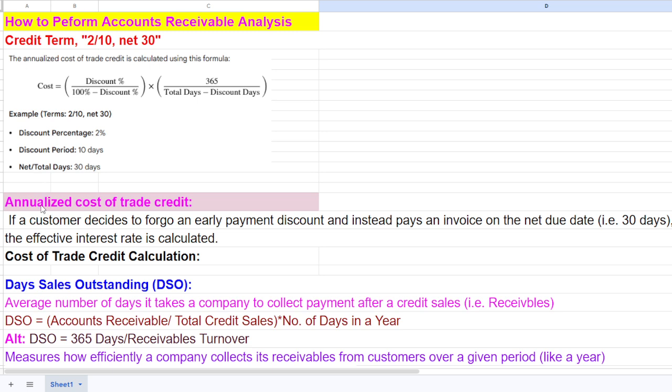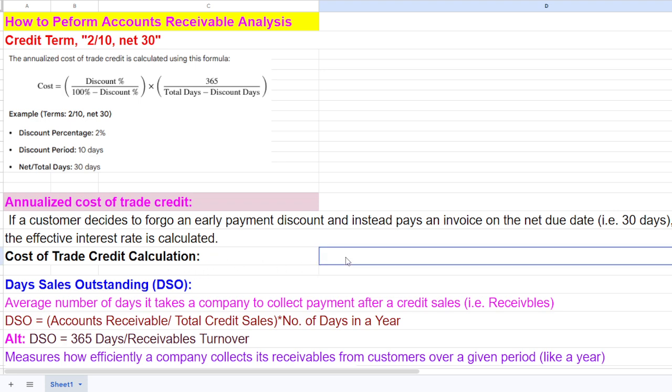Before that, let me clarify the cost of trade credit, which is also known as annualized cost of trade credit, or we can say the effective interest rate. That means if the customer decides to forego an early payment discount, that means if the customer is unable to pay within 10 days, then what could be the cost to the customer? So if the customer prefers to pay an invoice on the net due date, that is the 30 days, how are we going to find the cost of trade credit? That is the effective interest rate, we say.